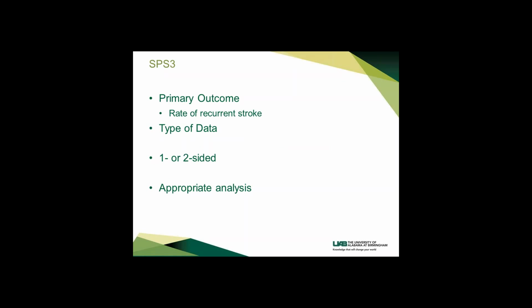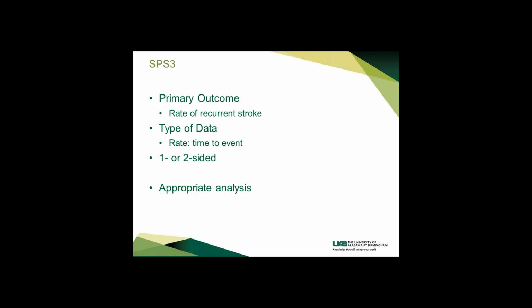So again, this is a different type of outcome. Now I can tell you, I purposely picked these 3 papers because they each had different types of outcomes. What's the type of data? This is a little bit more tricky. This is a rate. This is a time to event outcome. So we're actually analyzing the time until somebody developed a stroke, a second stroke, or was censored.